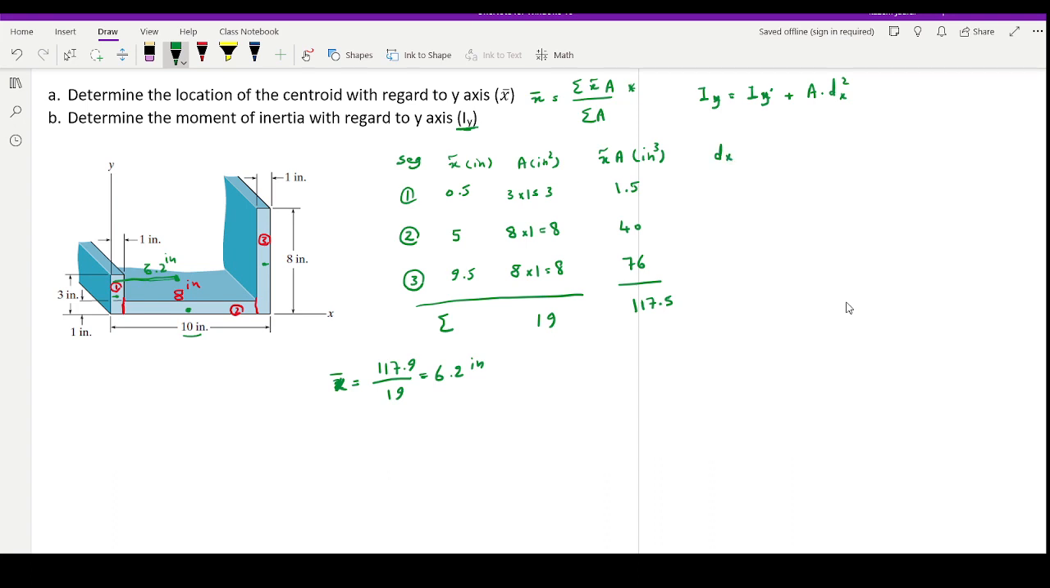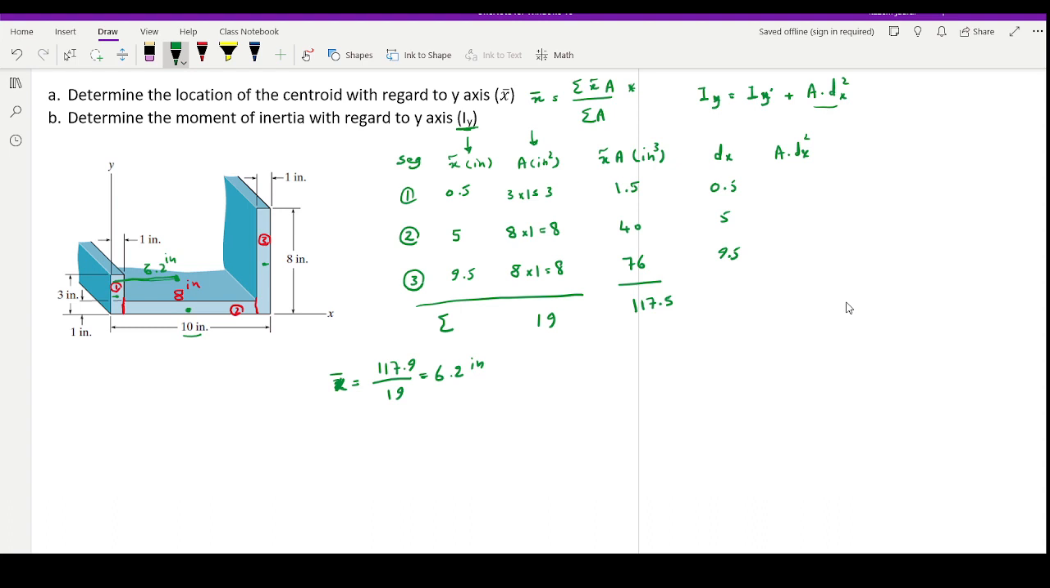So I'm going to transfer them in here. So this is half, this is 5, this is 9.5. Because dx is the distance between the centroid and the y-axis, and I already calculated it. Therefore, I'm going to directly find this part first. So a dot dx square, because I have it here. I have a also, so I'm going to use a from here. I'm not going to transfer a, I'm just going to use it.